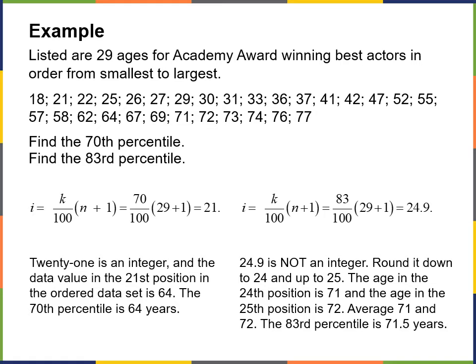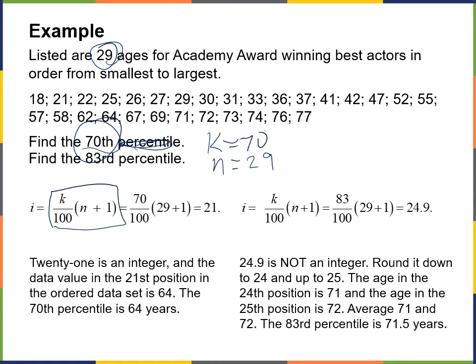And so let's say we wanted to find the 70th percentile. So in that case, K would be 70. N is the number of data values. They said there's 29 ages here. And the number of divisions, since we're talking about percentiles, is 100. So we're going to use this formula. We're going to say K is 70, N is 29. We're going to do this, and we're going to say, all right, we got 21.